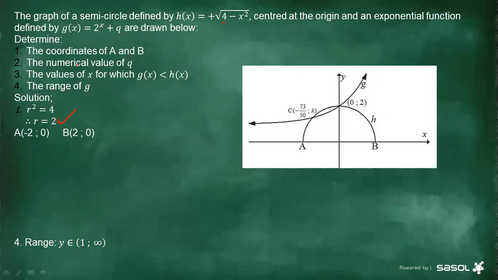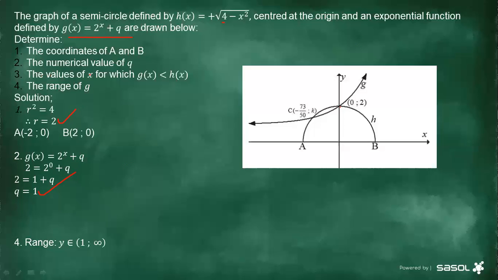All right. The numerical value of q for the exponential. If we don't have a horizontal asymptote, then we need a point on that curve. The point that we have is this one, 0, 2. We are going to substitute x and y, and from there you have 2 to the power 0 is 1. You transpose that to that side. 2 minus 1 is equal to 1. Then the value of q is equal to 1. All right.